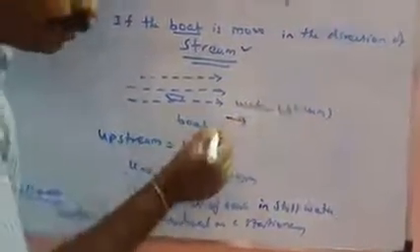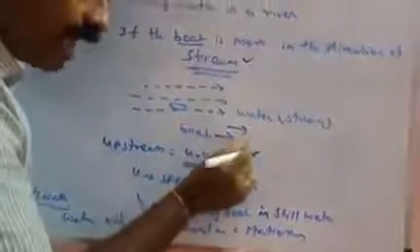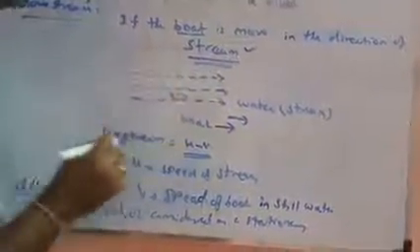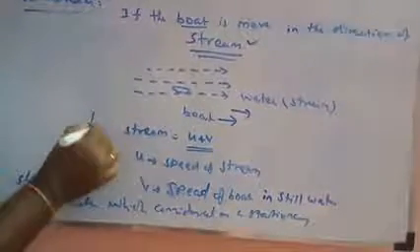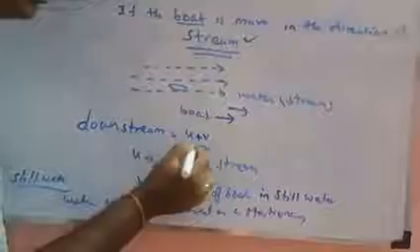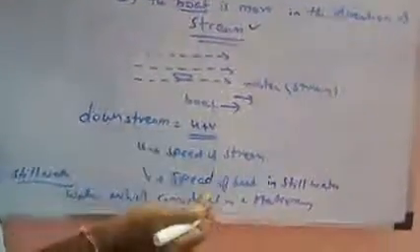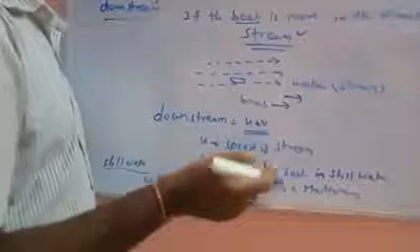So here we see water. Suppose this water or stream is on the right hand side and the boat is also in the same direction. Then this situation is termed as downstream. In this case, the formula is changed. In the case of downstream, the formula is u plus v, and the meaning of u and v is already explained, that is the speed of the stream and the speed of boat in still water.